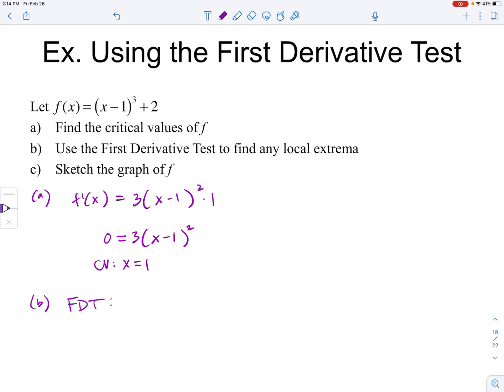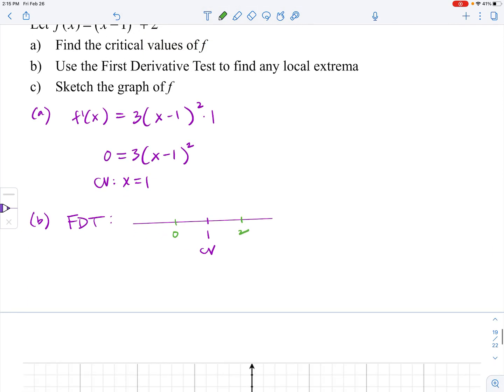And then applying our first derivative test, I'm going to abbreviate, making the analysis line, choosing test values, and then plugging those values into the derivative. Okay, so f prime of 0 would be positive, so it'll be increasing. And then f prime of 2 is also going to be positive.